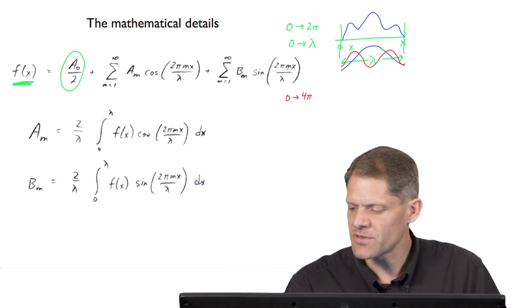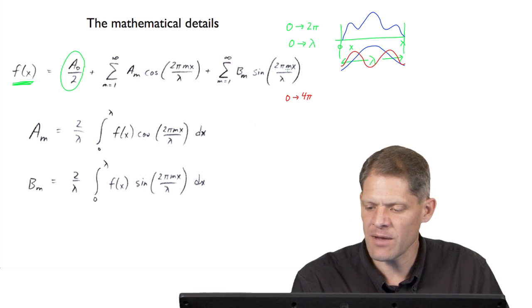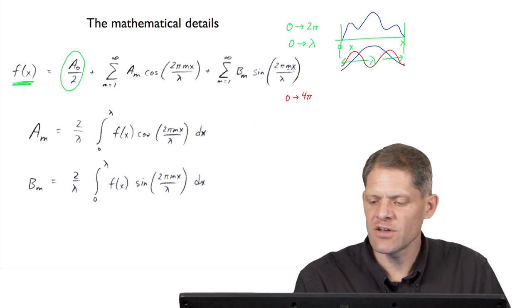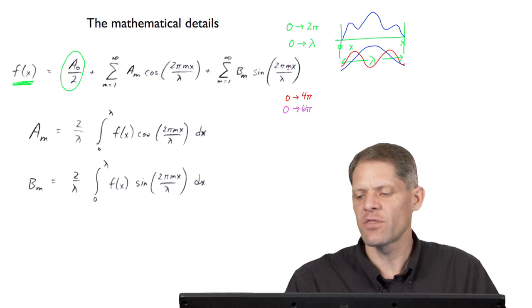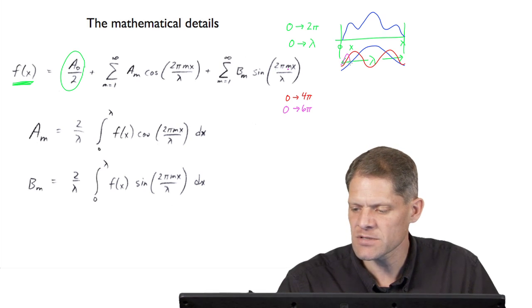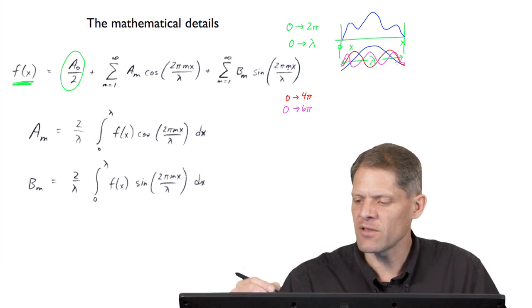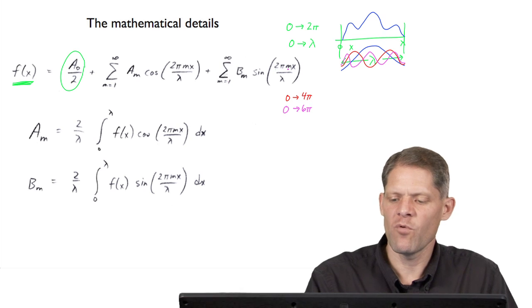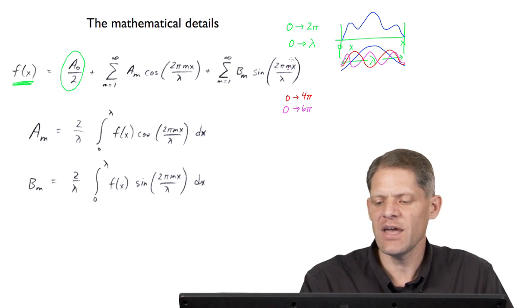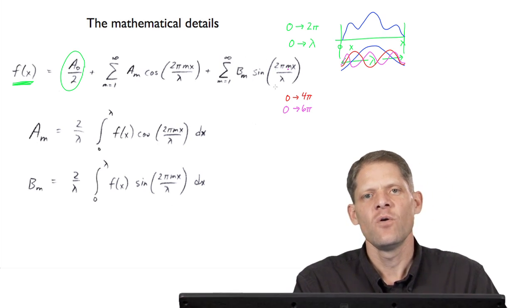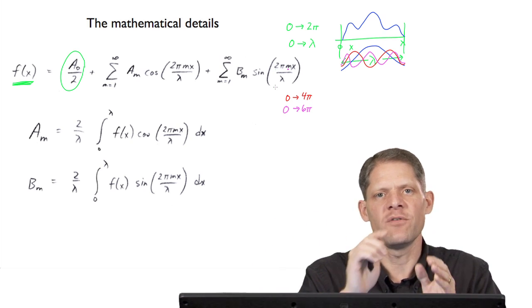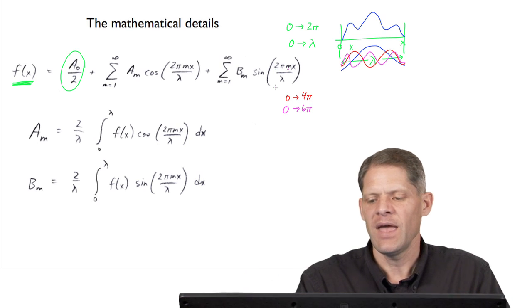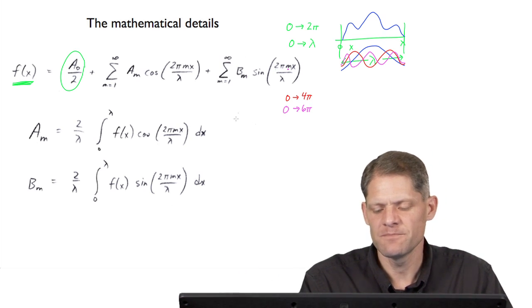Then when m is equal to 3, change colors again, when m is equal to 3, as x goes from 0 to a wavelength, this argument in total will go from 0 to 6 pi, meaning three oscillations across the box. So that will be a wave that looks like that. And so as m goes from 1 to infinity, these are sine waves with integral numbers of oscillations across the box going from 1 to infinity. And each one has their own amplitude.